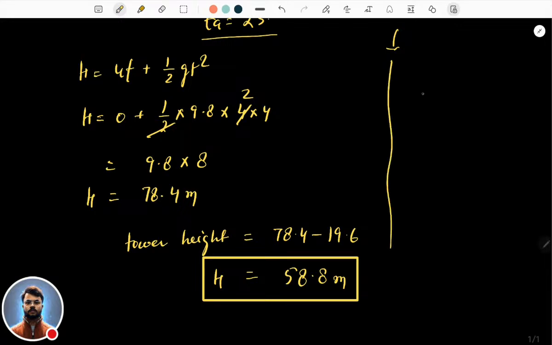How? That is minus h. Why are we taking minus h? Because the displacement is in the reverse direction: the point where you throw the ball, and the displacement is on the other side of where you are throwing the ball.